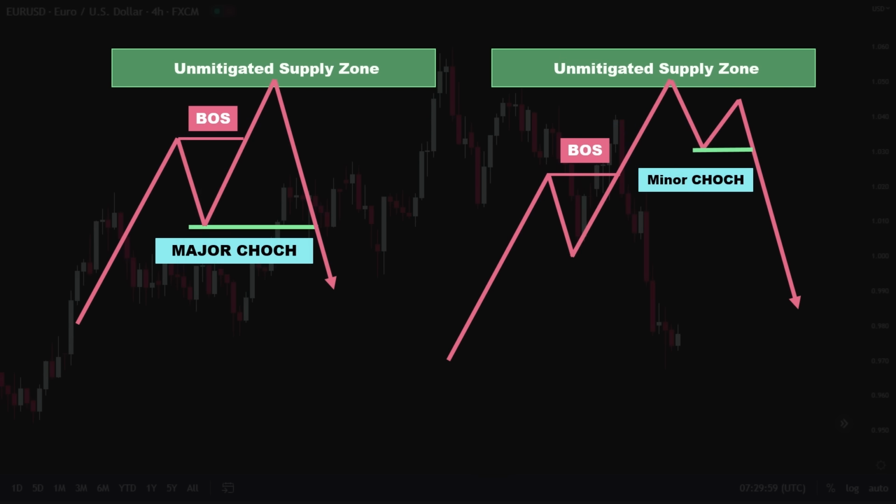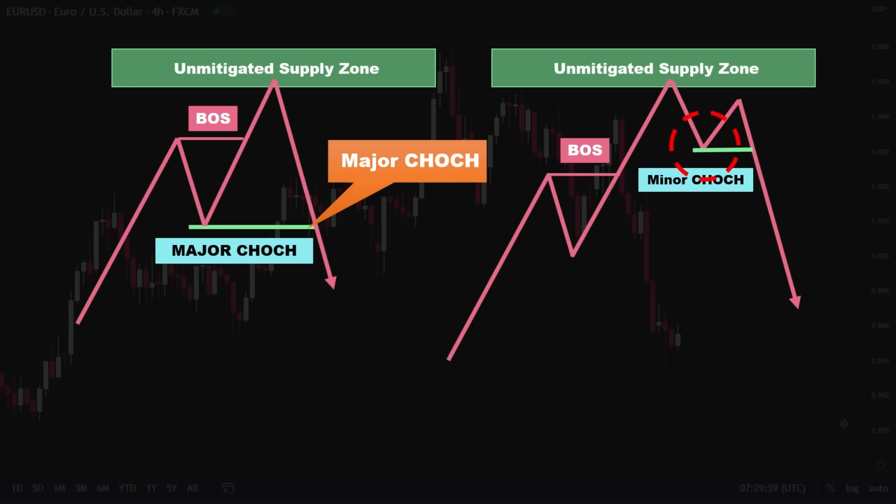The major change of character occurs when price breaks the structure, which has created a BOS. For example, as you can see here, the price has broken out this structure, which already created a BOS. On the other hand, as you can see, the price has broken out this structure which couldn't make a BOS.